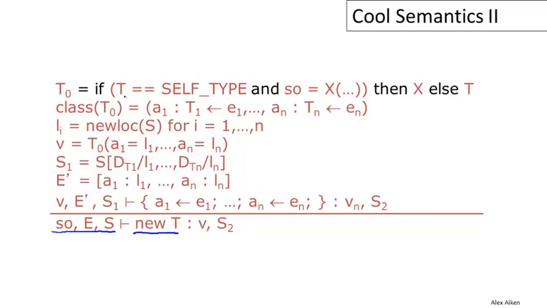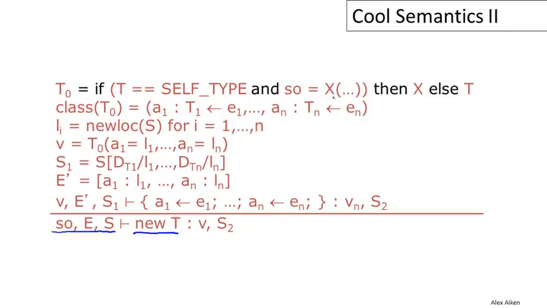And the only question is whether T is self-type or not. Because remember, self-type is not the name of an actual class. If T is not self-type, then the class that we're going to allocate is actually a T. T is actually a class name, and that's the kind of object we're going to allocate. If T is self-type, then the kind of object we're going to be allocating is whatever the class is of the self object.